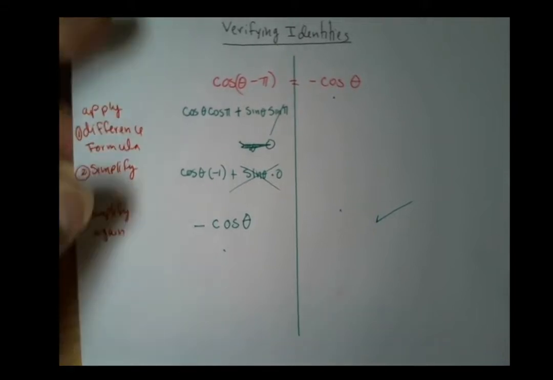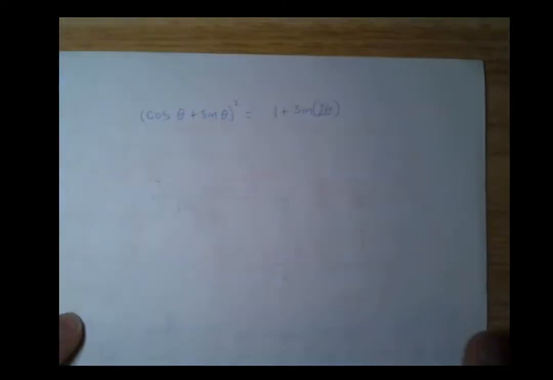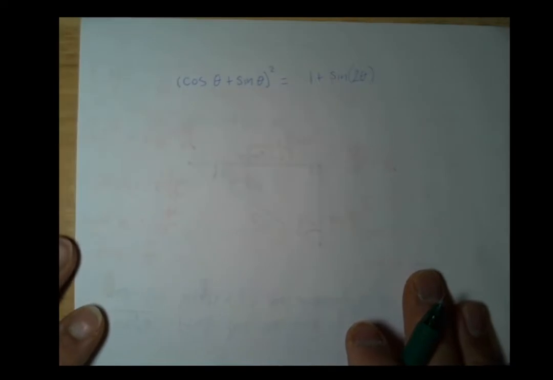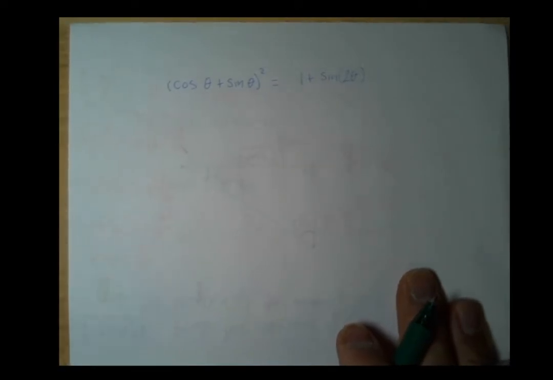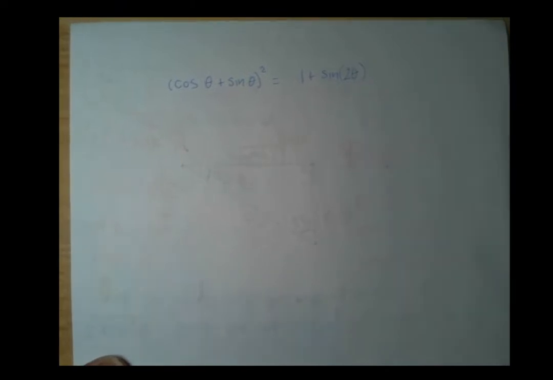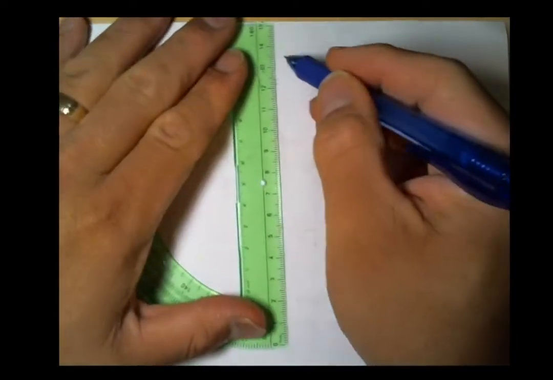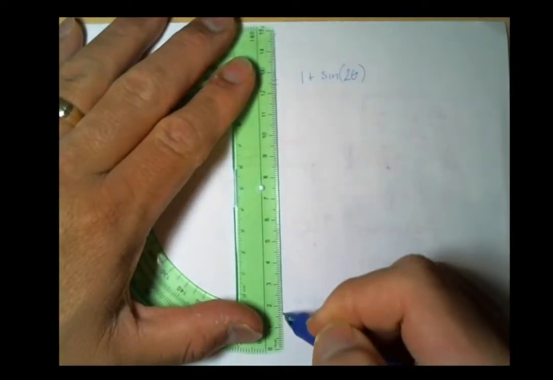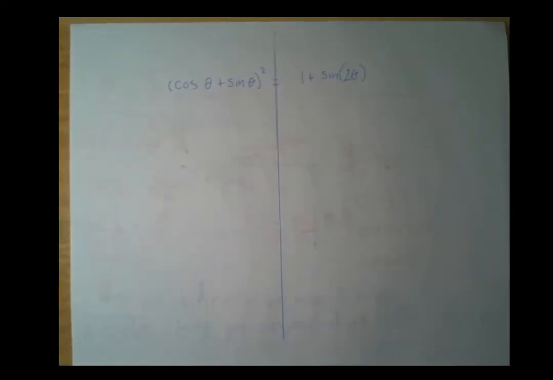All right, let's jump to another example here. In this case, we have cosine theta plus sine theta, that quantity squared, equals 1 plus 2 sine theta cosine theta. Again, I'm going to draw a straight line here to section off, just to remind myself this is completely split. I'm going to stick to one side here.